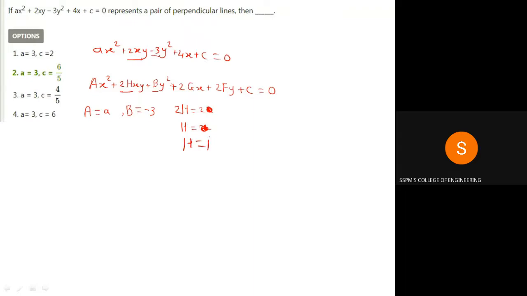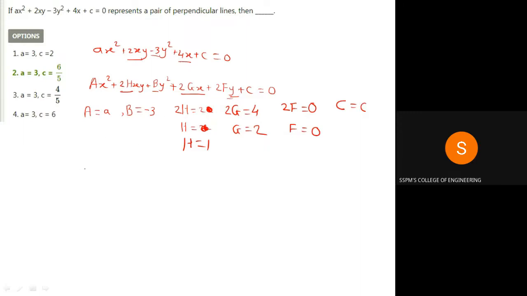Okay. So next, what is g? 2gx. We will compare these two terms. 2gx is equal to 4x. That means 2g is equal to 4. That is, g is equal to 2. Similarly, 2f. In y, you do not have any term, so therefore 2f must be 0. That is, f is also equal to 0, and capital C is equal to small c. So these are the values we get after comparing these two equations.